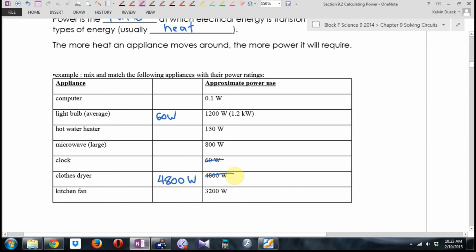Kitchen fan moves a lot. Really, kitchen fans get really hot? Microwave. It says kitchen. And what I'm asking, of what's left, what do you think has the next highest wattage? What do you think moves the most heat around? Hot water heater. Hot water heater takes around 3,000 or so watts.